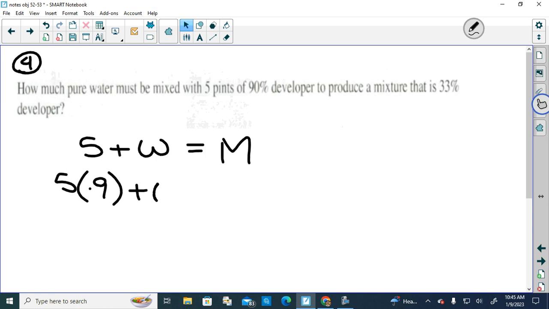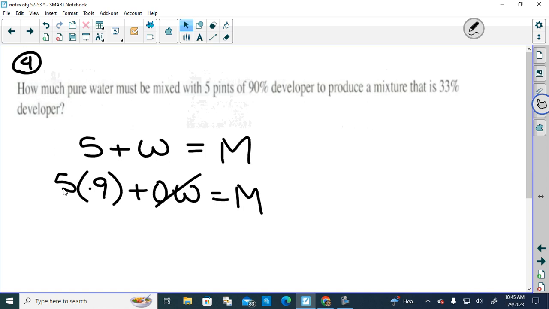Okay, so really, if I have this, what happens to the W? It cancels out. It goes away, right? Because we're not mixing anything with the water. There's no developer, not a percentage of anything to get the mixture. So now this makes this pretty easy, because we're just solving for M, because the W went away.